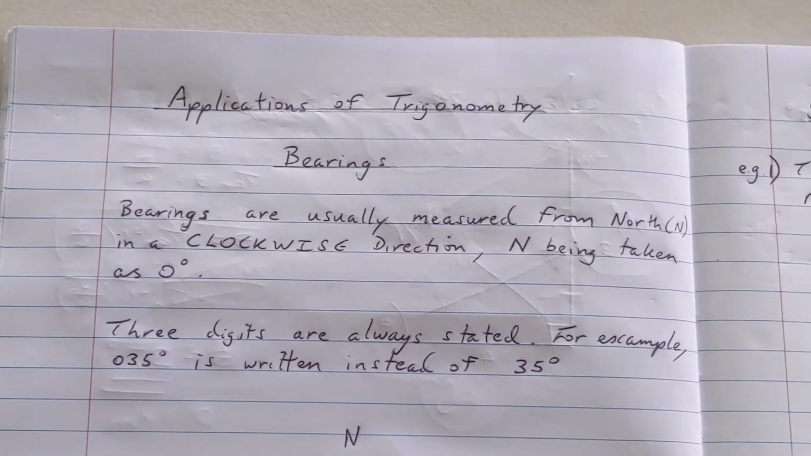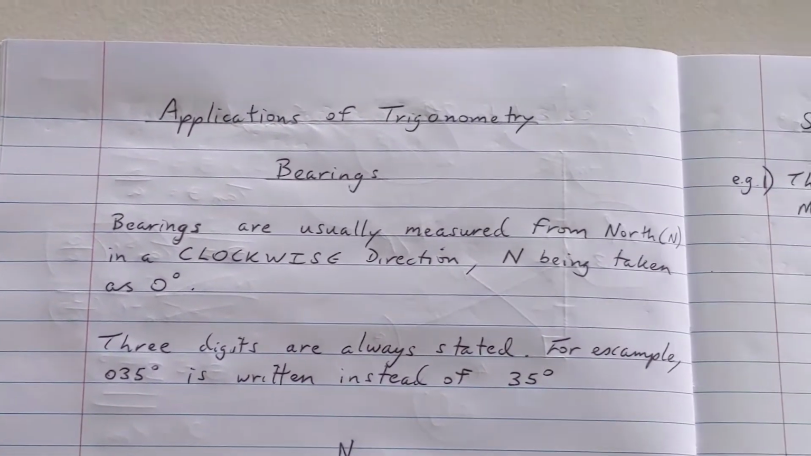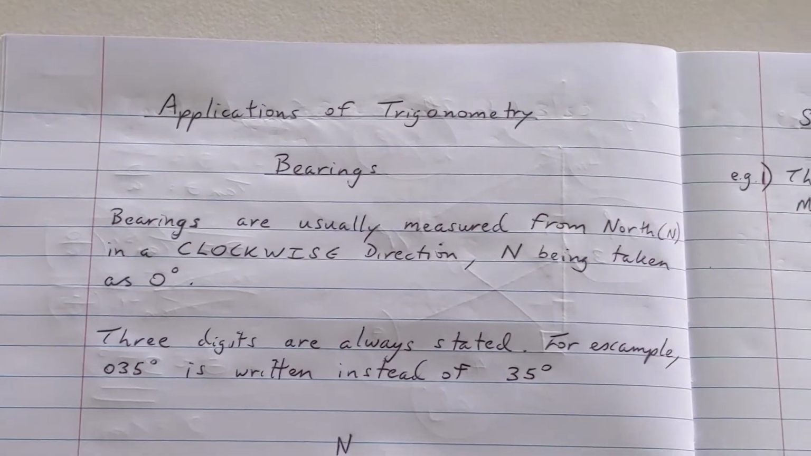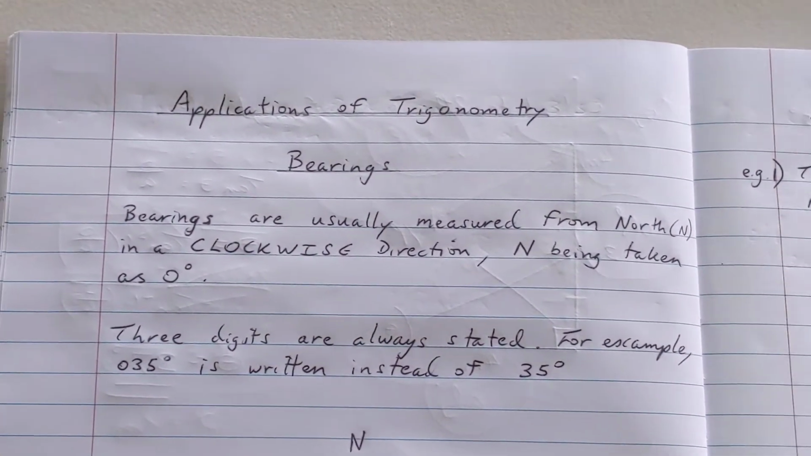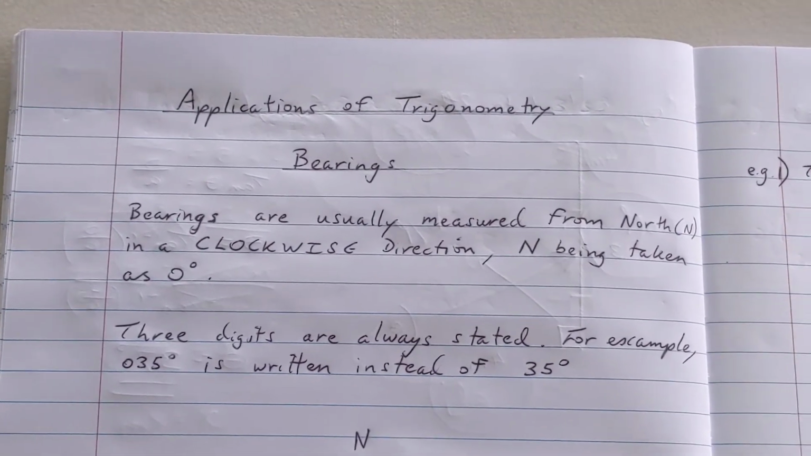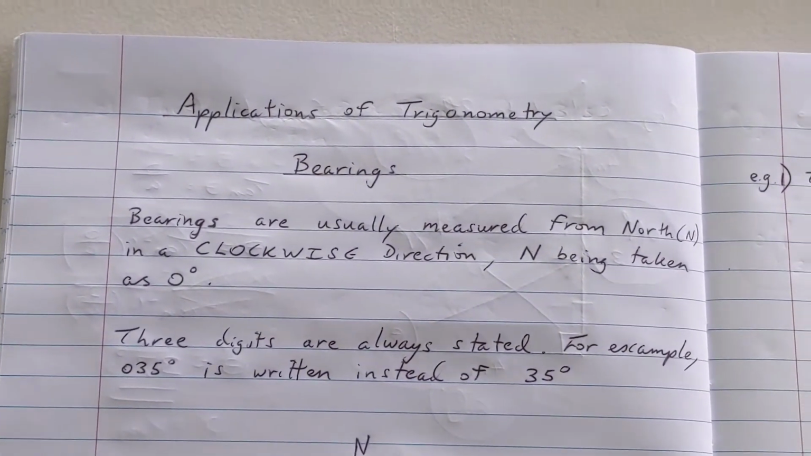Today we're going to look at one of the applications of trigonometry, which is bearings. That's one of the main applications. The other application will be angles of elevation and depression. Bearings are usually measured from north in a clockwise direction, and we use compass directions a lot for this.